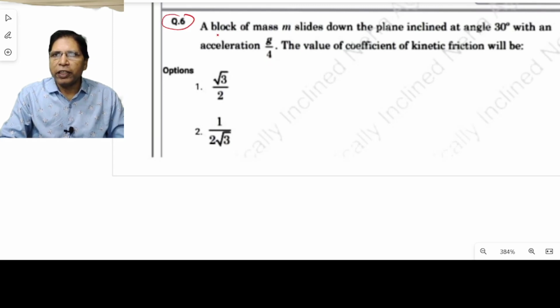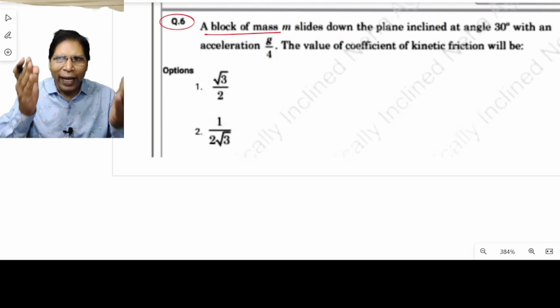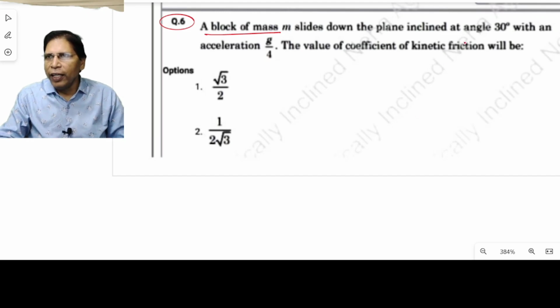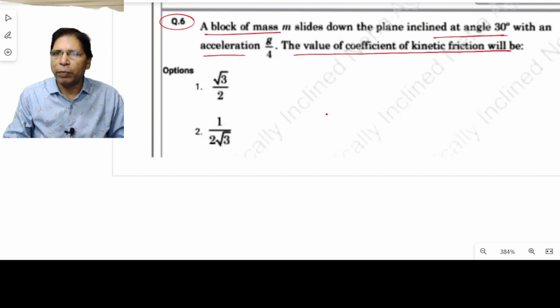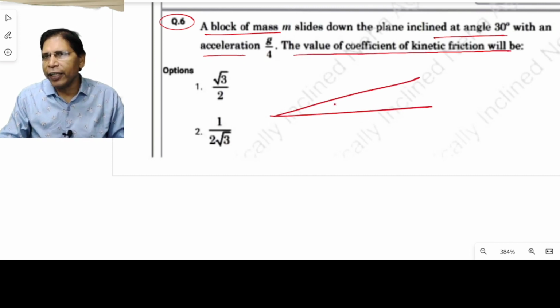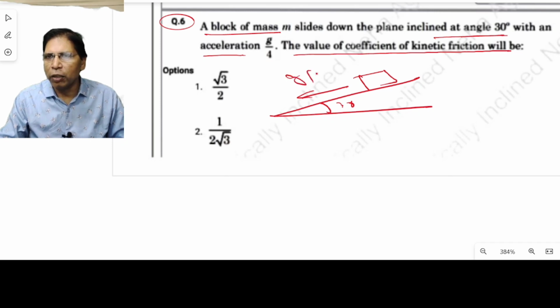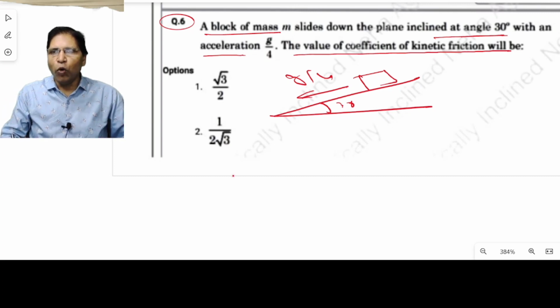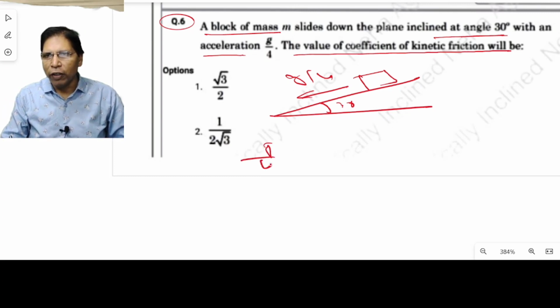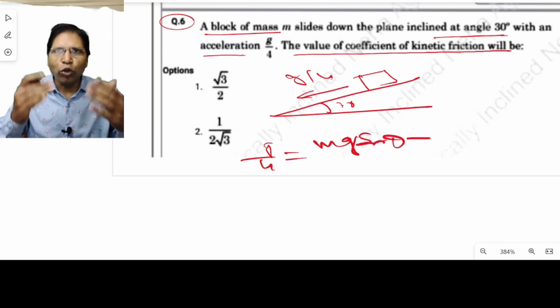Now question number 6. A block of mass M slides down a plane inclined at an angle of 30 degrees with acceleration g/4. Find the value of the coefficient of kinetic friction. Look at this, this is the inclined plane, this angle is 30 degrees. The acceleration of this block along the plane is g/4, and we have to calculate the coefficient of friction. This resultant force is mg sin θ minus force of friction.